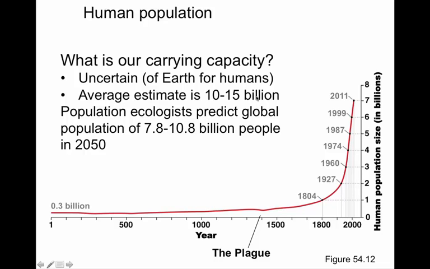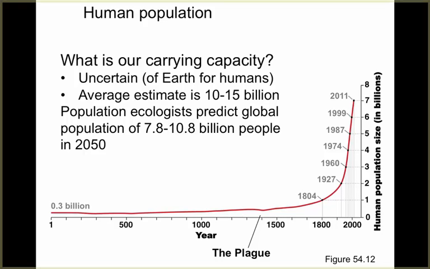If you look at this curve and consider where 10 to 15 billion is on this particular graph, let's see, 7, 8, 9, 10, there's 10 there, 11, 12, 13, 14, 15, it's sort of off the scale here. When do population ecologists predict that we'll reach such numbers? Well, in about 2050, or so. That is probably within your own lifetime, we'll reach such global population numbers.